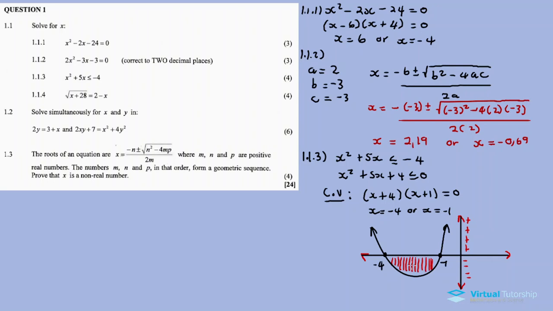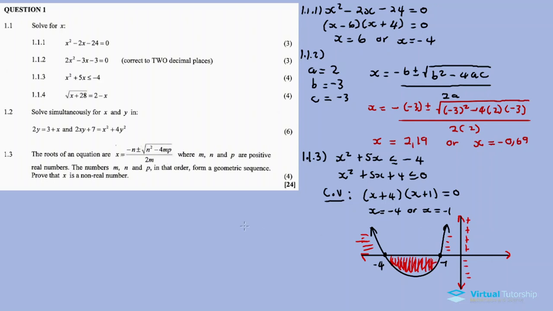So my solution is below the x-axis because the inequality sign says less than or equal to 0. If it was greater than or equal to 0, it would be above the x-axis, so the solution would be somewhere else. But in this case our solution is between minus 4 and 7 because the inequality sign says we are less than or equal to 0.